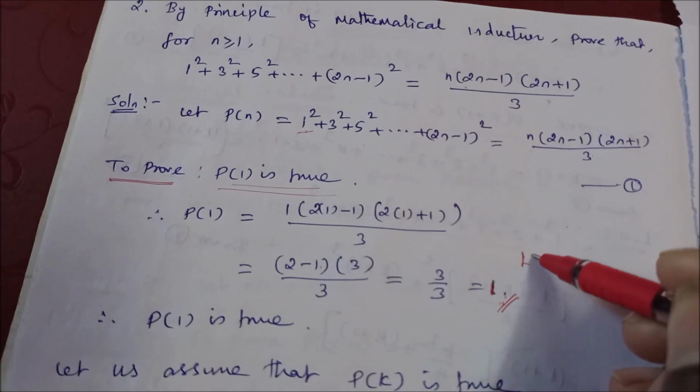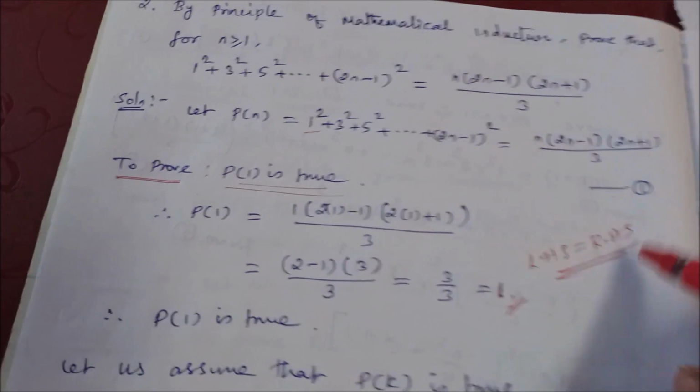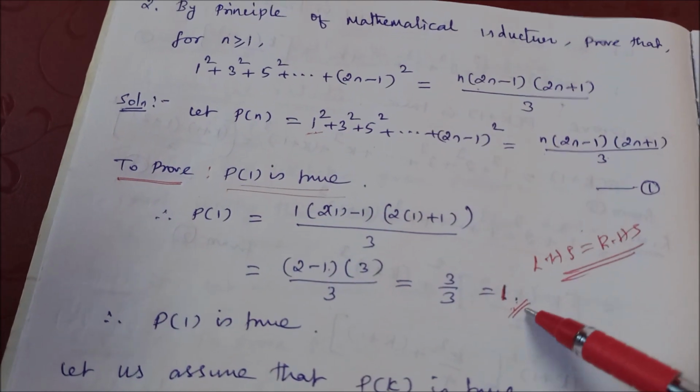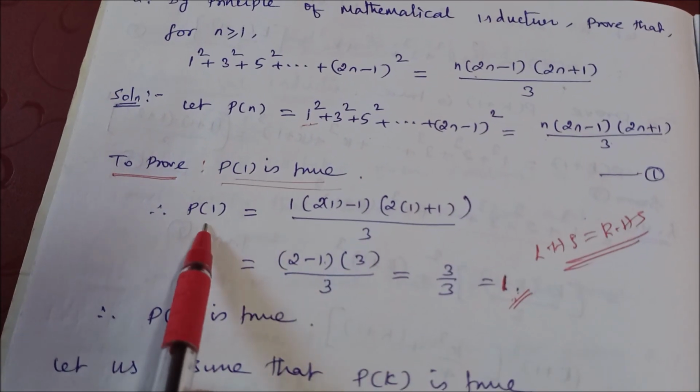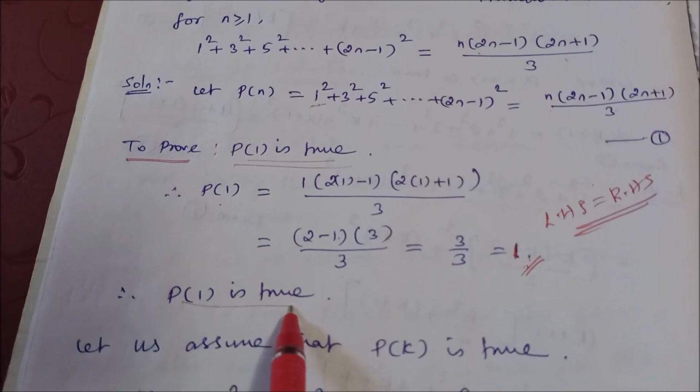So LHS equals RHS. LHS value is 1 and RHS value is 1. Both are equal. P of 1 is true. It is clear that therefore P of 1 is true.